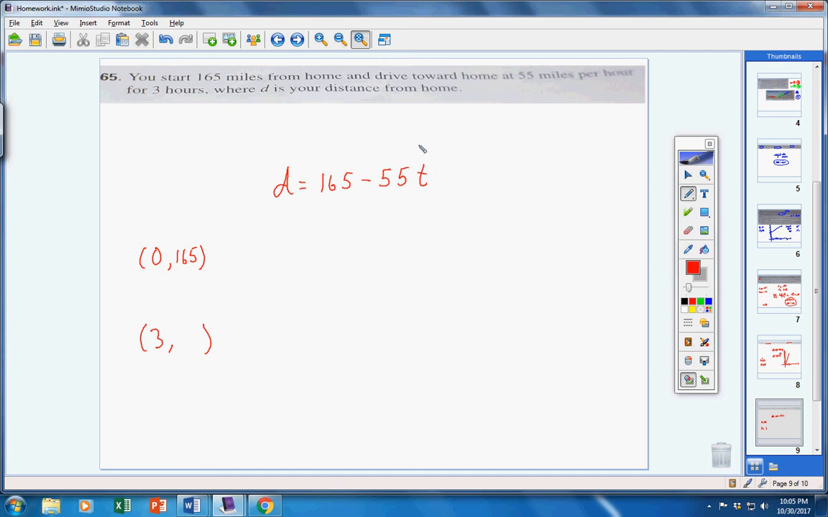Now put a 3 in for t. 55 times 3 is 165. 165 minus 165 is 0. So there's your 2 points. Alright.